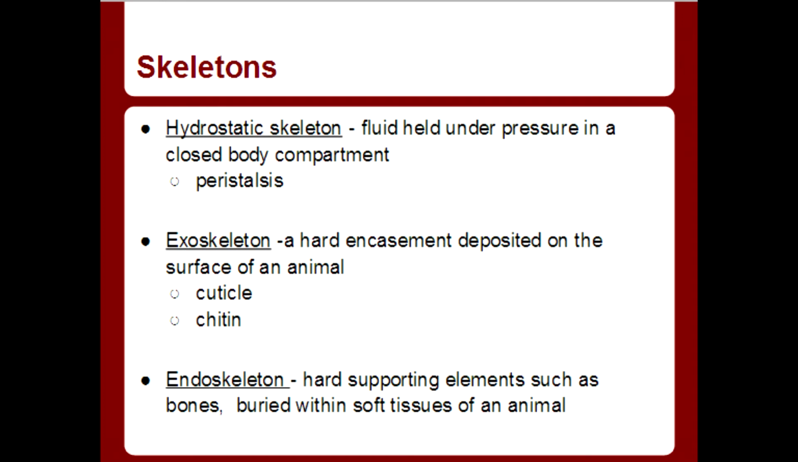And then there's an exoskeleton, which is a hard encasement deposited on the surface of an animal, like a beetle with a really hard shell. And then there's the endoskeleton, which is what we have: hard supporting elements such as bones buried within soft tissues of an animal.